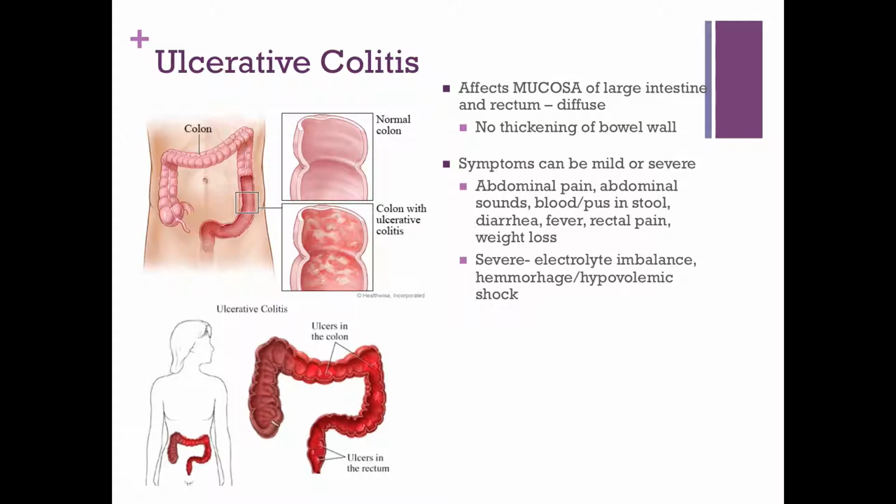So the mild, so the things that you would expect would be abdominal pain or discomfort, usually an increase in abdominal sounds. So if you put your stethoscope on the different areas of the tummy, the different quadrants, you would hear increased sounds. When there's constipation, there's decreased sounds. It means nothing's working. A normal amount of bowel sounds just indicates that things are humming along. There can be visible blood or pus in the stool. Diarrhea is very common. Fever, rectal pain, because it involves the rectum, and weight loss.